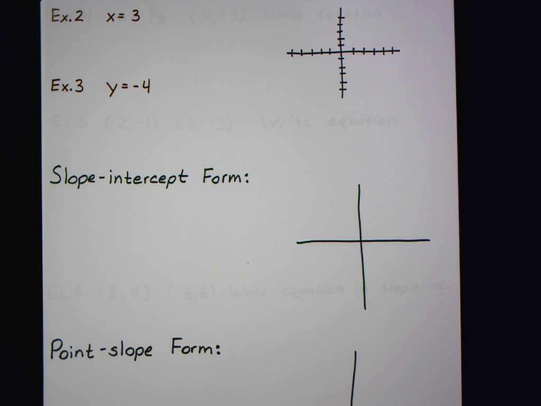A lot of people mix those up, forget how to do those, that kind of thing. They know that they're supposed to be horizontal and vertical lines. Half the time they forget which one is horizontal and which is vertical. But they know that one of those two is supposed to be horizontal.